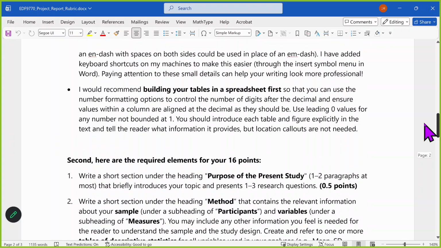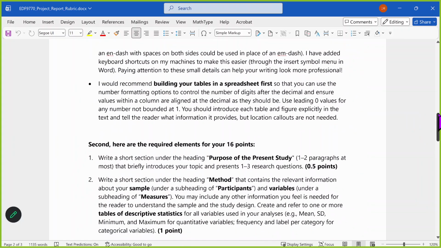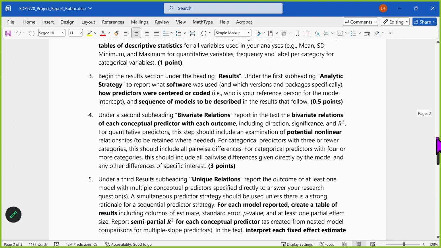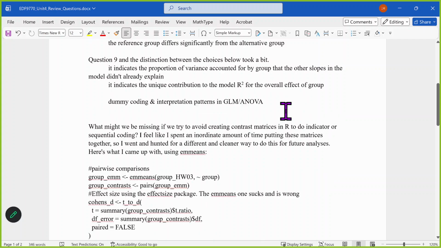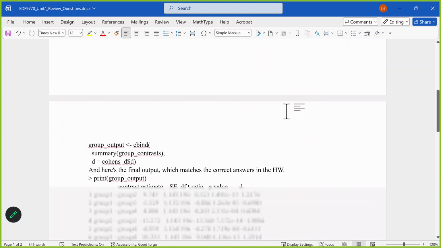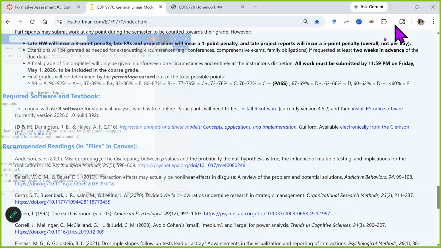But yeah, as you can see, most of the points are towards the results, but I also have the other pieces that you would need to start getting used to writing about in terms of your method section, your research questions, that kind of thing. So yeah, I think we made it through the list.